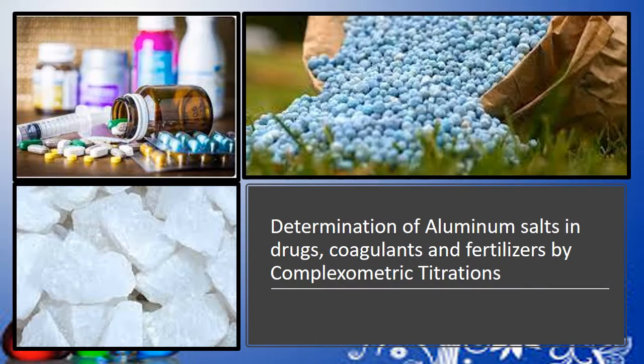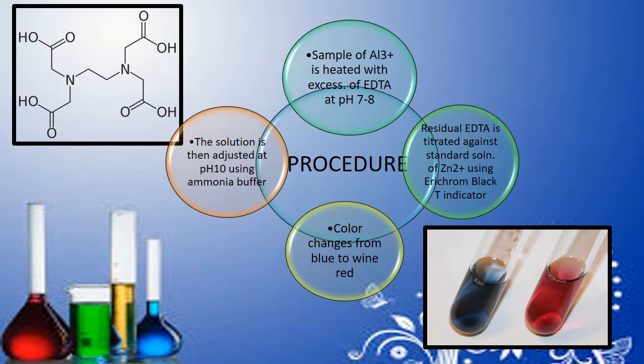The next one is the determination of aluminium salts in drugs, coagulants, and fertilizers by complexometric titrations. Here is the procedure for determination of aluminium salts. In the first step, the sample of aluminium ions is heated with the excess of EDTA, ethylenediaminetetraacetic acid, at a pH of 7 to 8.